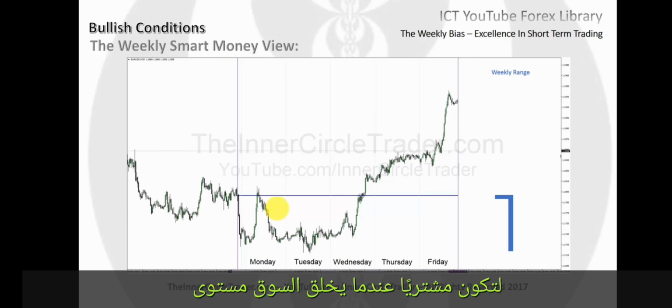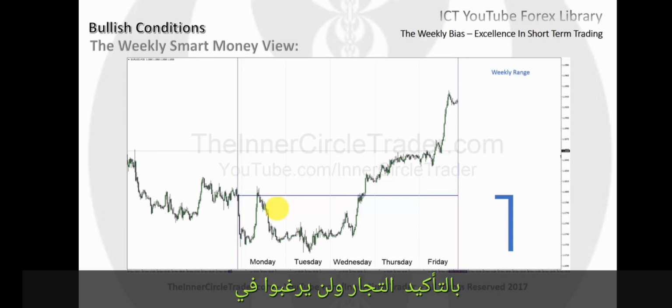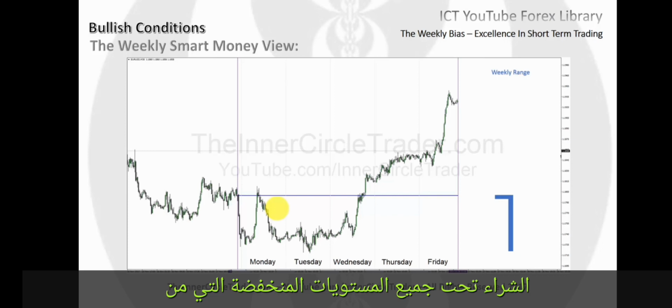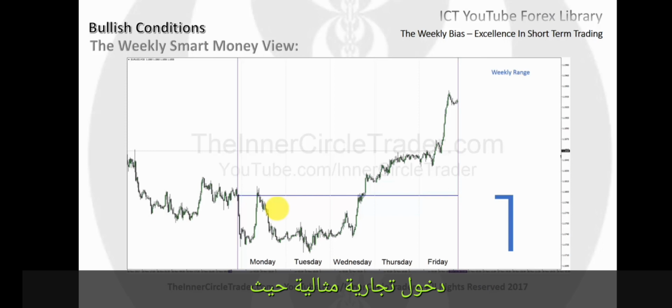I'll give you an example. To be a buyer when the market creates a new low, that is sometimes scary for certain traders, and they won't want to do that. Other traders see that and say, well, that makes perfect sense, and they will gravitate towards that type of pattern. The ones that don't want to be buying below old lows will probably do very well when they do optimal trade entry buys, where it's proven it's gone up a little bit and then it retraces. It makes more sense for them to do that.